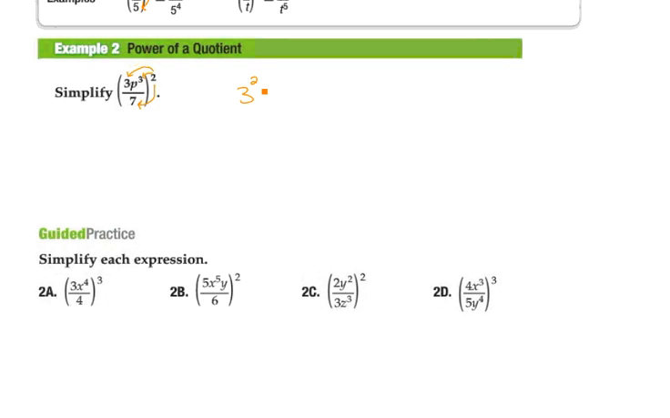We have 3 squared. We have p, power to a power. What we learned last section is that we are multiplying those. And then we have 7 squared. So simplifying that, 3 squared is 9, p to the 6th over 7 squared, 49. Simplified. So again, that power affects all terms or all pieces of that term. Okay. All right, go ahead and try guided practice 2.